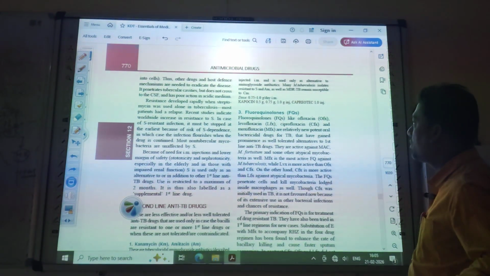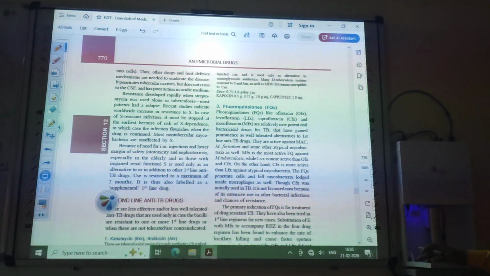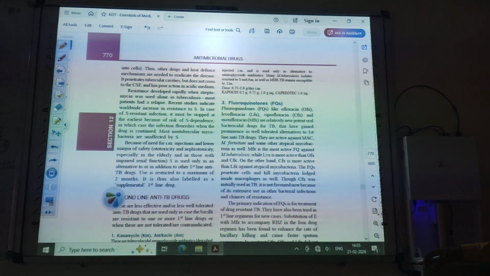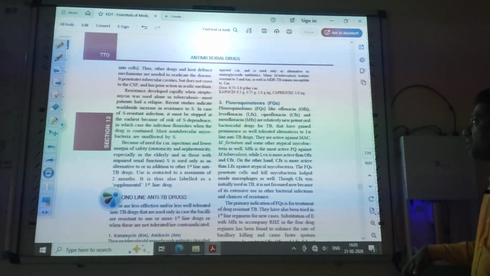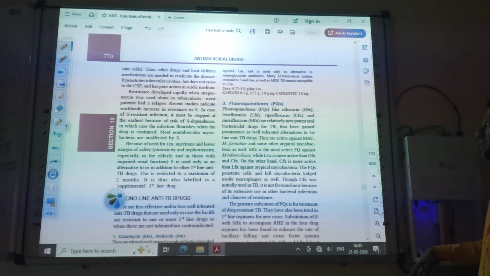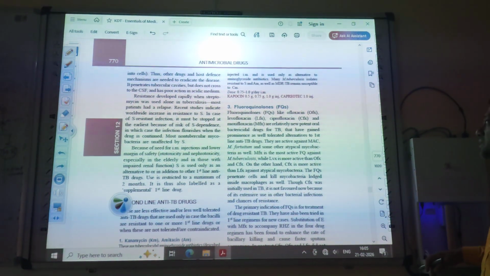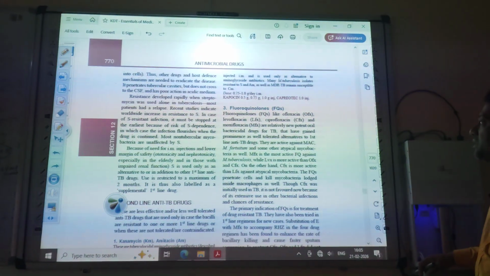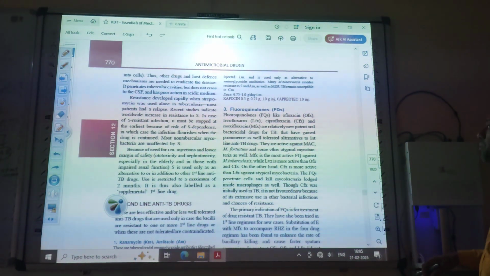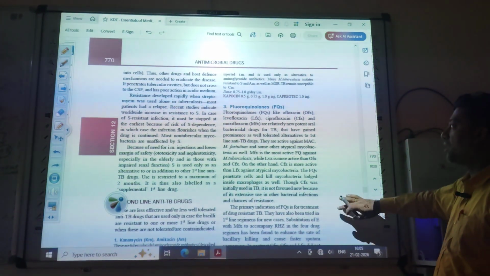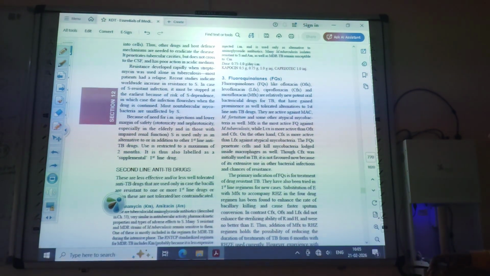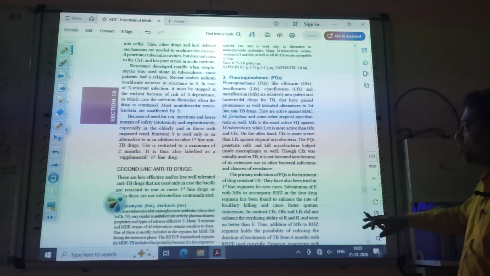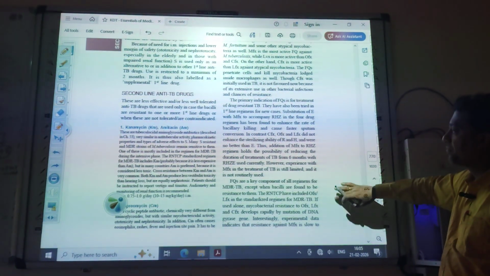Then number 3 is known as fluoroquinolones, FQs. The fluoroquinolones are represented as capital F, capital Q and small s. Fluoroquinolones like ofloxacin, levofloxacin, ciprofloxacin and moxifloxacin are relatively new, potent oral bactericidal drugs. All these are bactericidal, not static, for the treatment of tuberculosis. Okay.